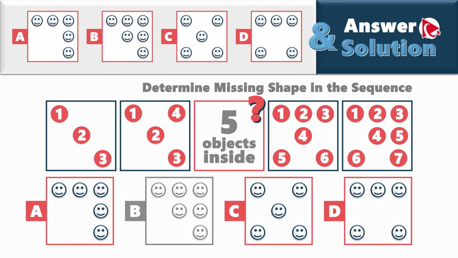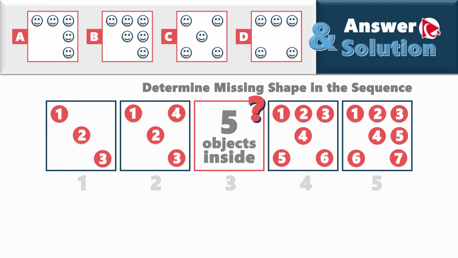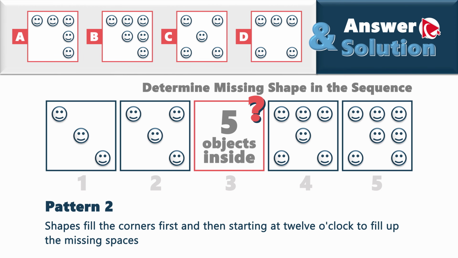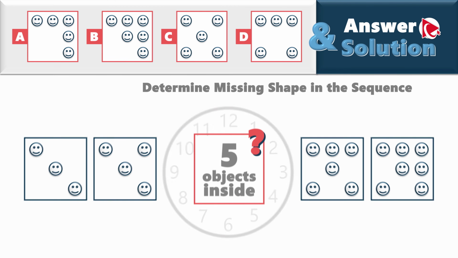But we still have choices A, C, and D to sort through to find the right answer. We do it by finding the second pattern. The second pattern is that shapes fill the corners first, and then starting at 12 o'clock, they fill up the missing spaces. Let's look at the example.